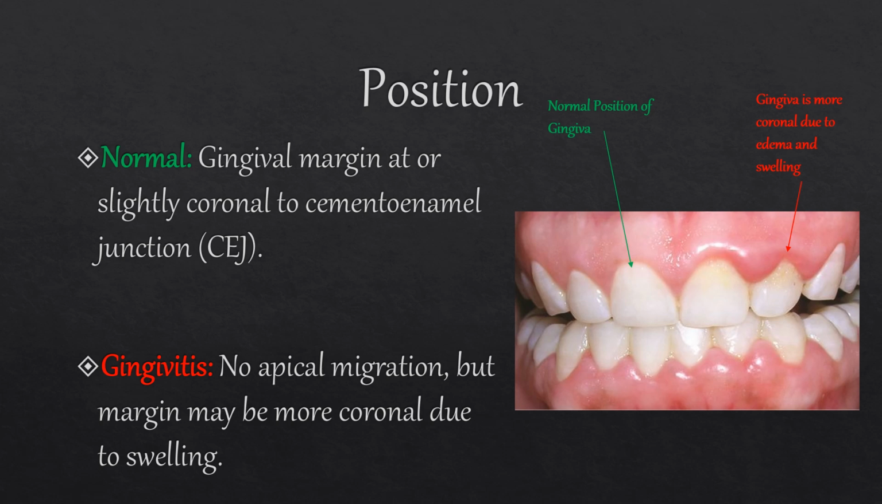Position of the gingiva. In normal condition, that is in healthy gingiva, gingival margin is at CEJ or slightly coronal to CEJ. Let's say it is about 2 mm coronal to the CEJ. Whereas in gingivitis, there will not be apical migration, but the margin of the gingiva may be more coronal due to the edema and swelling, and we may even see pseudo pockets in such condition.